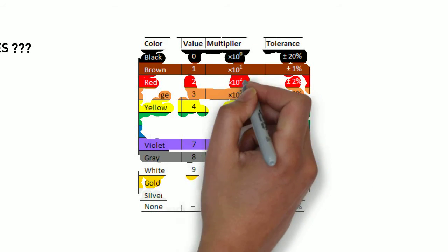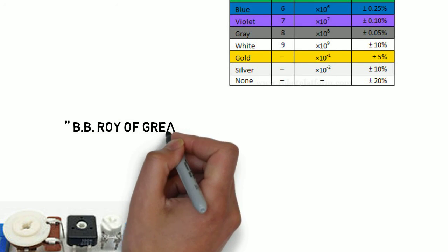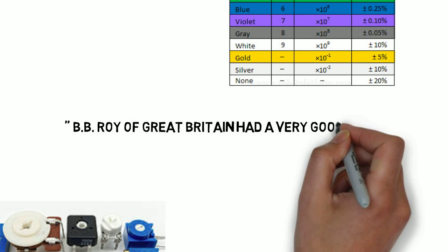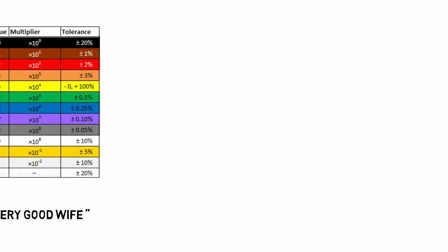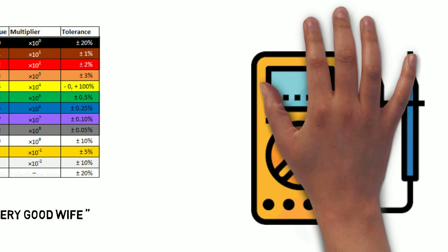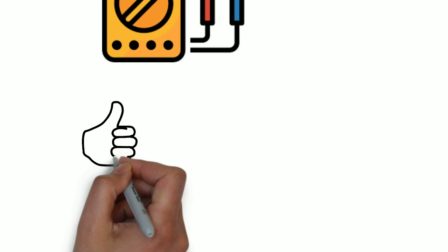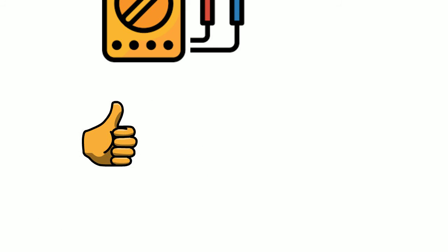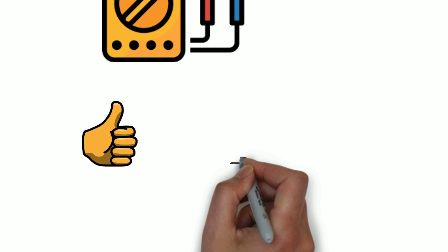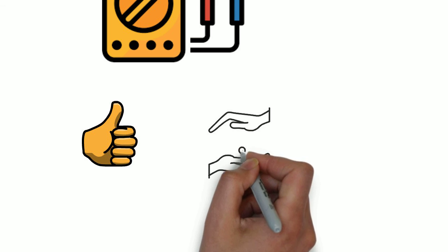So, how do you measure resistance? The most common method is a color code table, which has many limitations. It's difficult to remember and one can easily make mistakes while experimenting with resistors. And also, there's this famous acronym they teach us: B.B. Roy of Great Britain had a very good wife. But before disrupting Roy's family matters, let's use a multimeter in resistance mode. That's far more effective and the most practiced way all around the world.